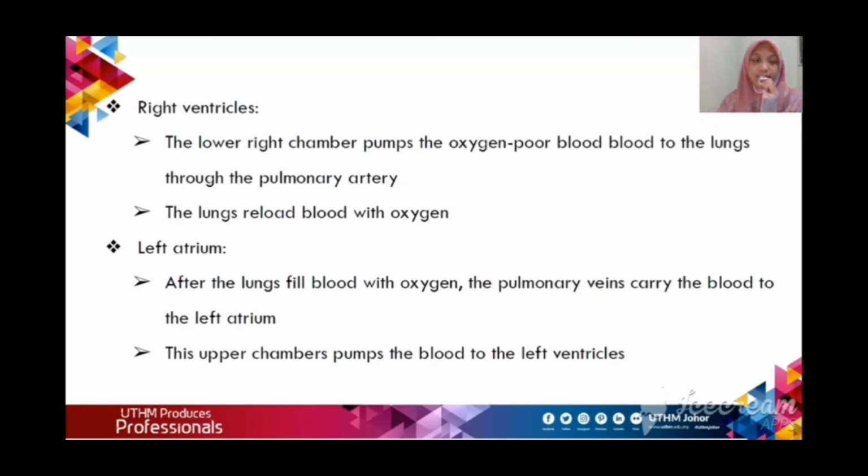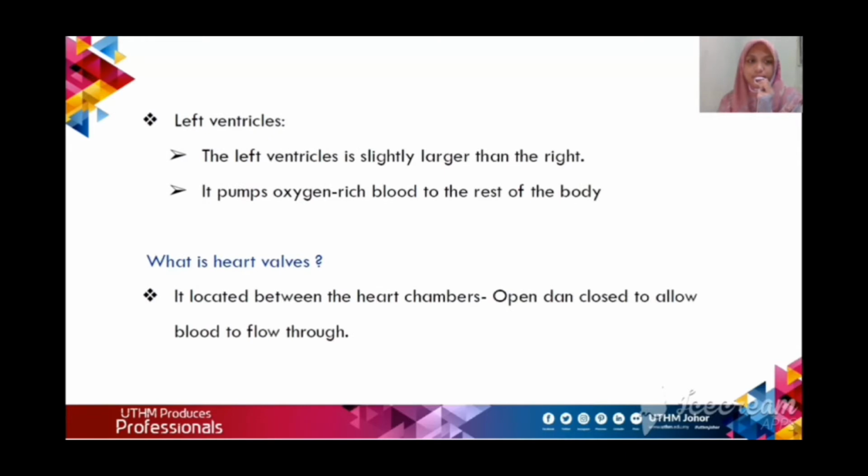For the right ventricle, the lower right chamber pumps the oxygen-poor blood to the lung through the pulmonary artery, and the lung reloads the blood with oxygen. For the left atrium, after the lung fills the blood with oxygen, the pulmonary vein carries the blood to the left atrium, and this upper chamber pumps the blood to the left ventricle. Next, the left ventricle. The left ventricle is slightly larger than the right, and it pumps the oxygen-rich blood to the rest of the body.